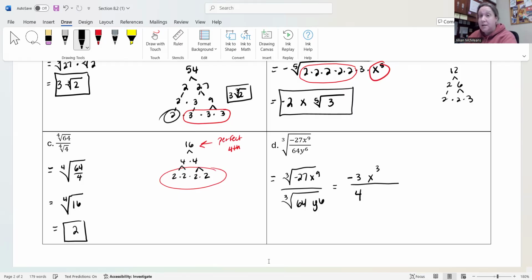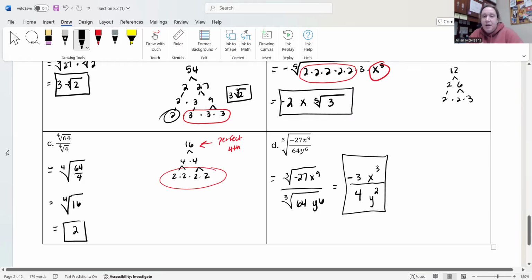We want to take y to the 6th. We're going to keep the y, and then take 6 and divide it by 3, which gives us a 2. So that tells me that by splitting this into two radicals, I was able to simplify this very nicely as negative 3x to the 3rd over 4y to the 2nd. Whereas if we had tried to keep it under one radical, we could take out pieces of it, but then other pieces would have been left behind, and it just would have been weird. By breaking it apart, we were able to see that the numerator and denominator individually were perfect cubes.